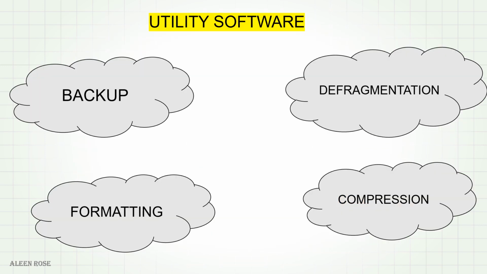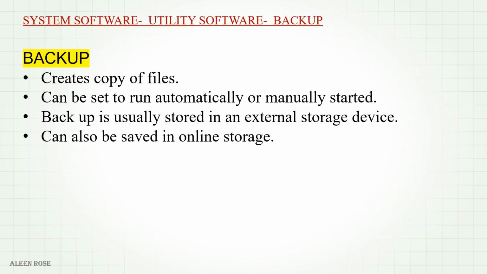Let's see utility software in detail. There are four different kinds of utility software: backup, defragmentation, formatting, and compression. Backup is a kind of utility software, which is again a type of system software. The major feature of backup is that it creates copies of files and stores them in different places.